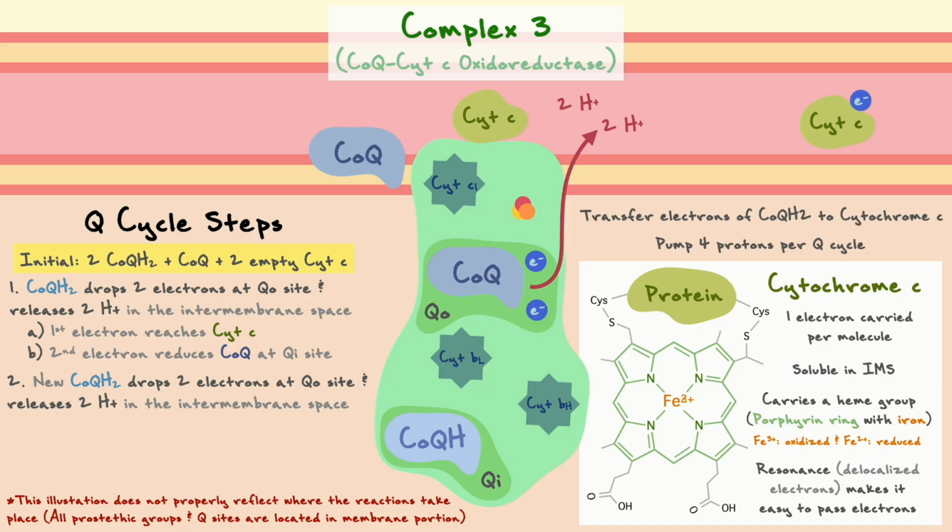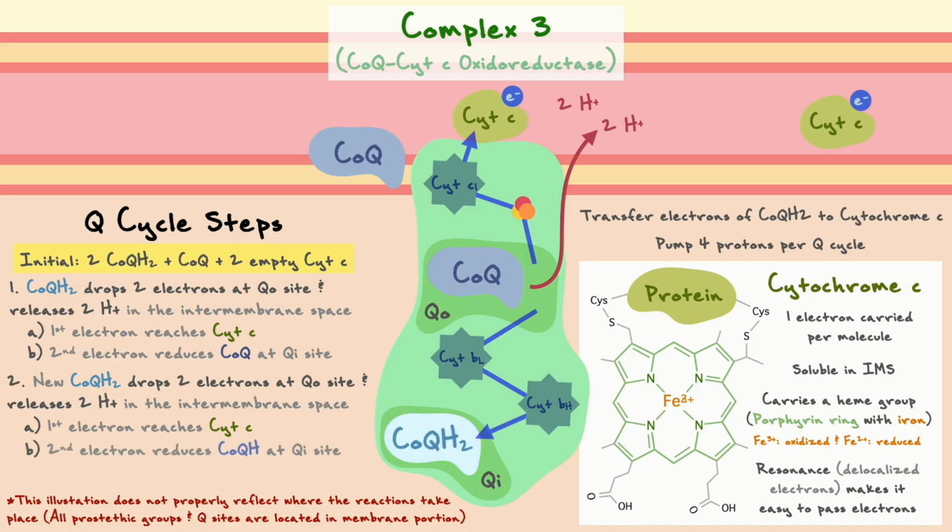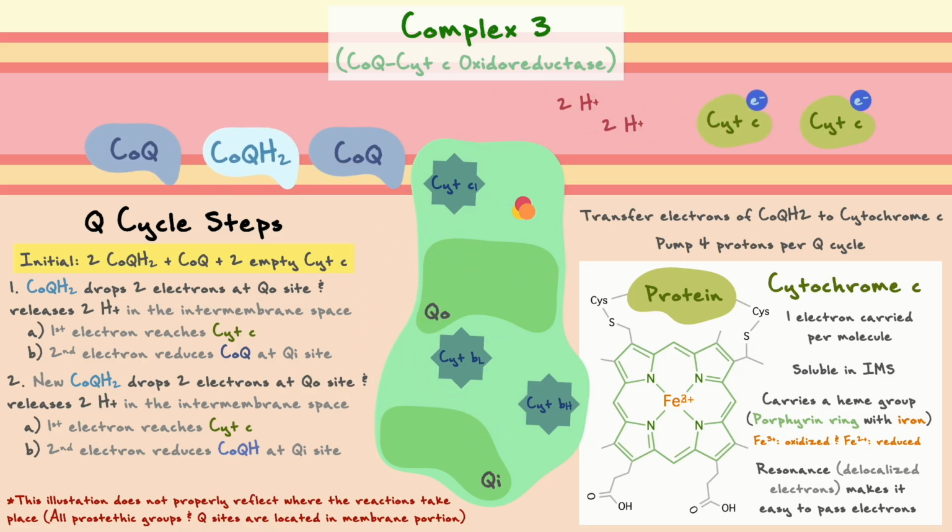The 2 protons go to the intermembrane space, 1 electron reduces a new cytochrome C molecule, and the other electron reduces the CoQH at the QI site to CoQH2. This newly made CoQH2 molecule can get released back to the membrane as well as the oxidized CoQ molecule in the QO site. In the end, the Q cycle produces one CoQH2 molecule from the QI site, two molecules of CoQ that were oxidized at the QO site, and two cytochrome C molecules that now each hold an electron. Additionally, the cycle pumped 4 protons in the intermembrane space.